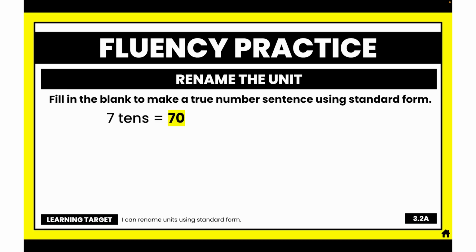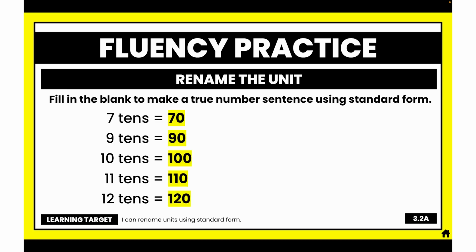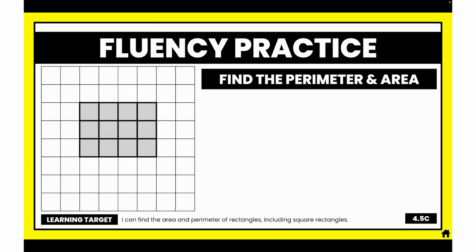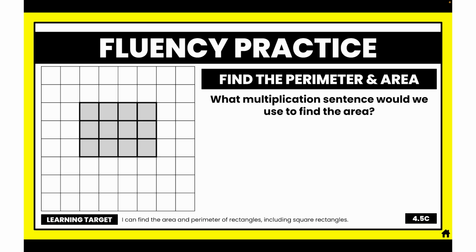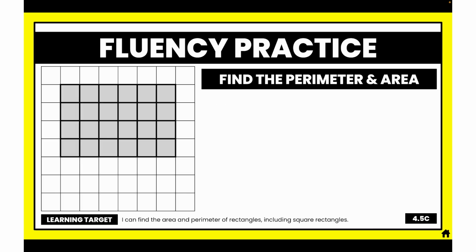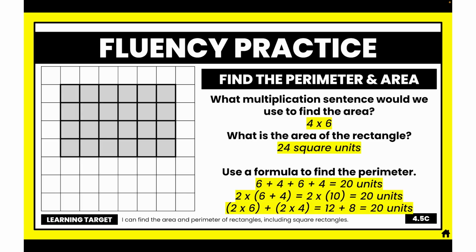Oh, math, that's not so hard. Then we have renamed the unit, so filling in the blank, so renaming tens, as well as hundreds and thousands. Finding the area and perimeter, so these are just tables that I've inserted in. What multiplication sentence would we use? What's the area? Use the formula to find perimeter. So we've got several examples of these.